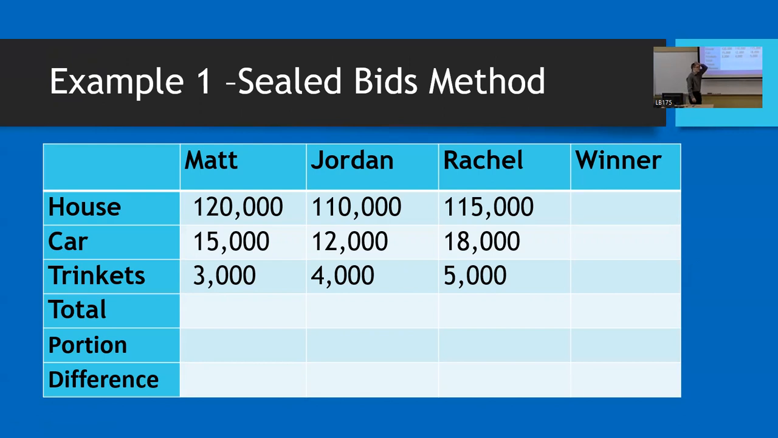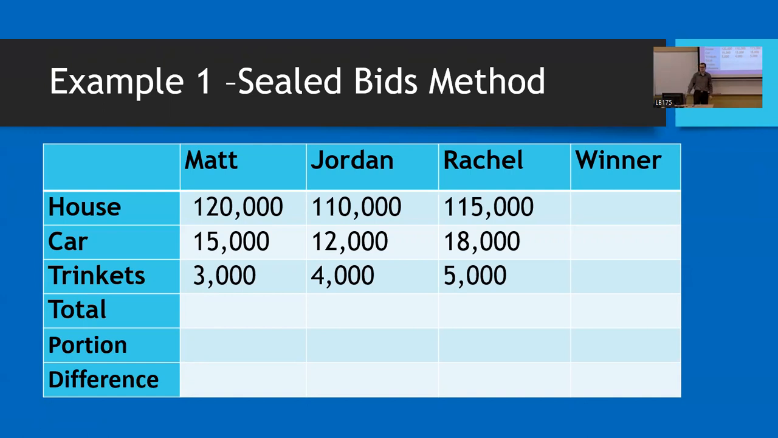So let's imagine that there are three siblings who are inheriting a house, a car, and a bunch of trinkets inside the house from a deceased mother. Okay. By the way, that's me and my siblings. So that's where I got the names.